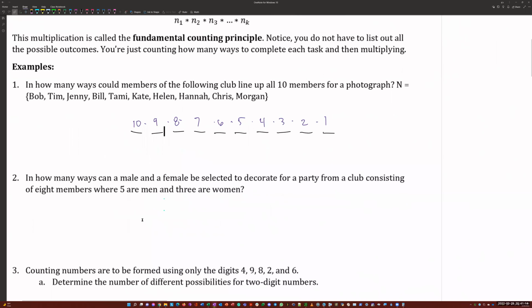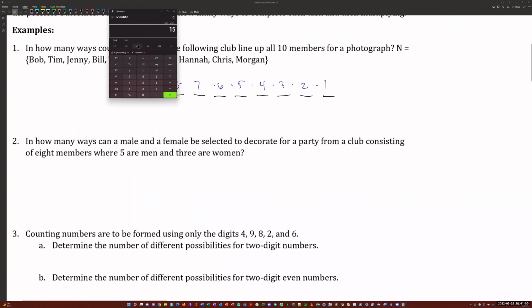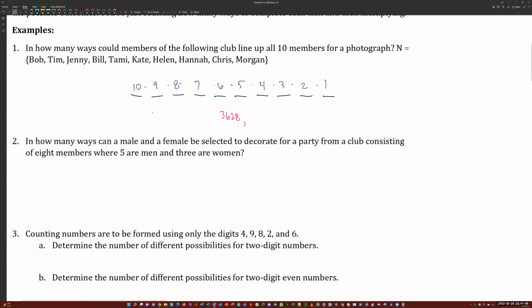Anyway, in this one here, 10 times 9 times 8 times 7 times 6 times 5 times 4 times 3 times 2 times 1. Does this make sense now? Of course, we would have to multiply this out. It comes to 3,628,800. That's way more than 10, way more than 100. There's 3.6 million ways you could line these people up.